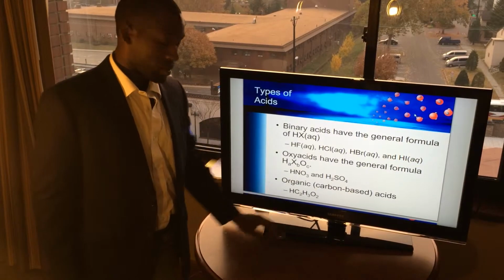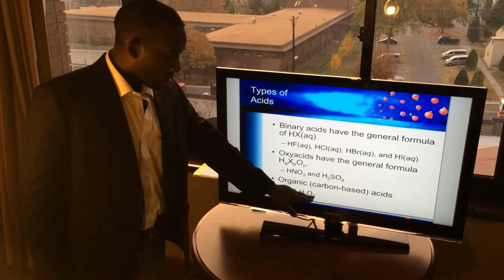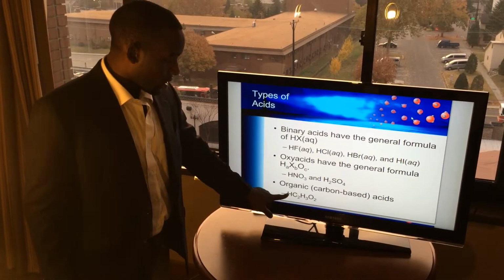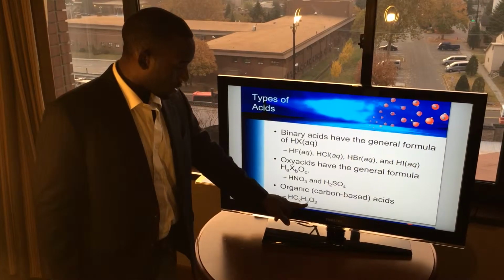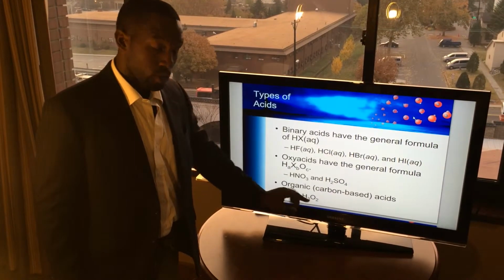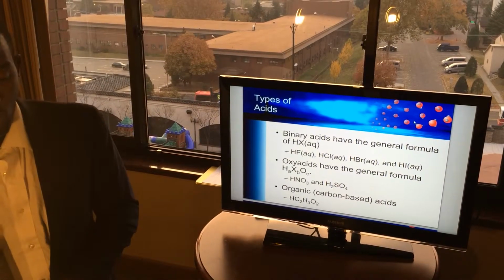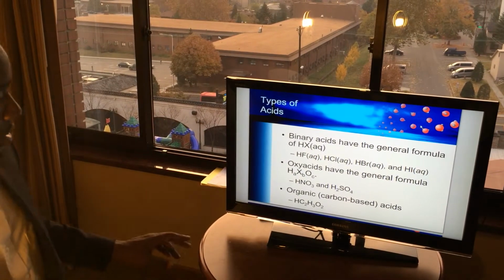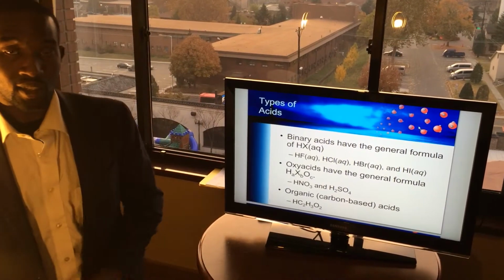Okay, so organic acids. These are carbon-based. You have C2H3O2. Now, if it was just C2H6, it would be ethane, right? But this is acetate, and with the extra hydrogen, that makes it acetic acid.